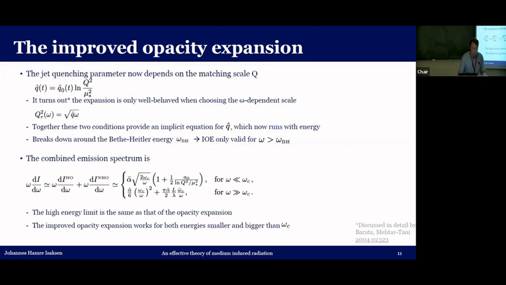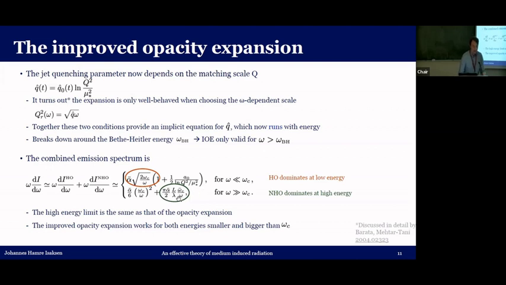Of course, we calculated the emission spectrum for the improved opacity expansion as well. And here, this is the soft limit. So for lower energies, the harmonic oscillator contribution dominates. However, at higher energies, this next-to-harmonic-oscillator contribution is actually much bigger than the harmonic oscillator. So to get the correct result at higher energies, you need to include this harder scattering.